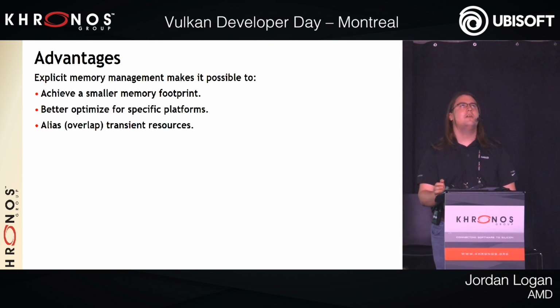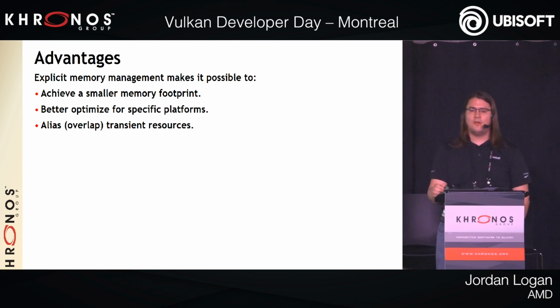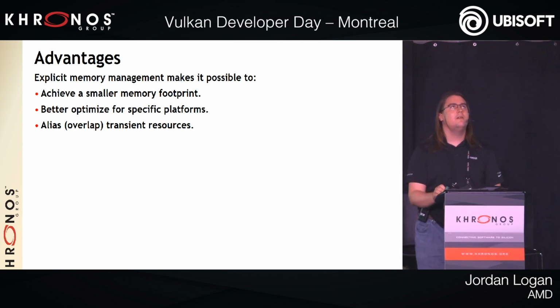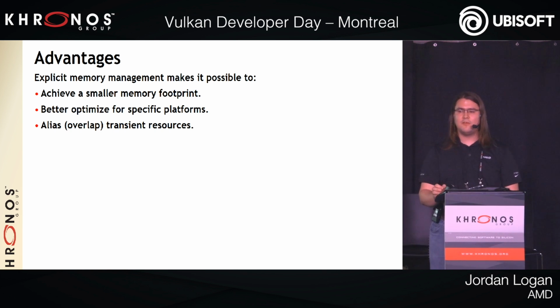One of the questions we get a lot is, why do you actually want to do this? In previous generations of APIs, the driver was happy to do this. And that is because you know your application much better than the driver does. So you can achieve a much smaller memory footprint using this. And you can even optimize your application for the specific platform you're running on based off of its memory architecture. And there's a whole lot of new techniques you can do that you couldn't do with previous APIs, one of which is aliasing your resources, like your render targets, with future render targets and reducing the memory there.